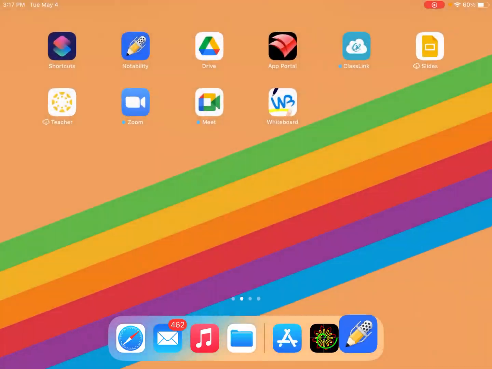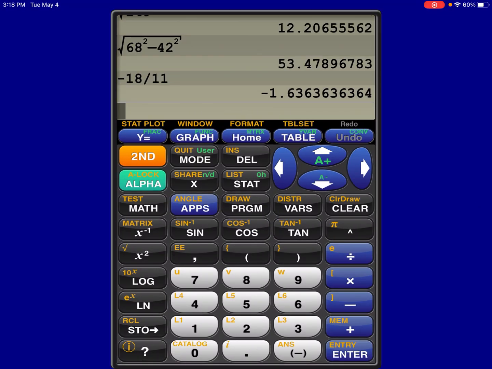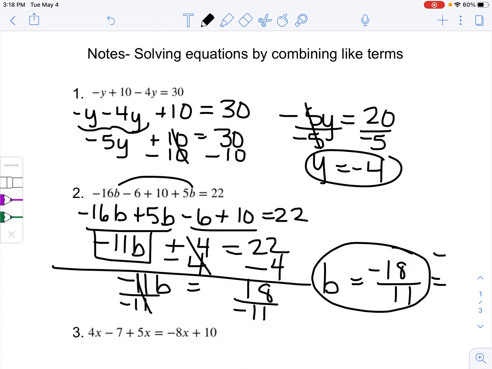Now if you want to change it to a decimal, negative 18 divided by 11, you could say it's negative 1.63. Or negative 1 point, we'd have to round it, negative 1.63.